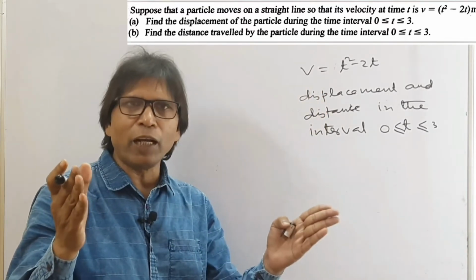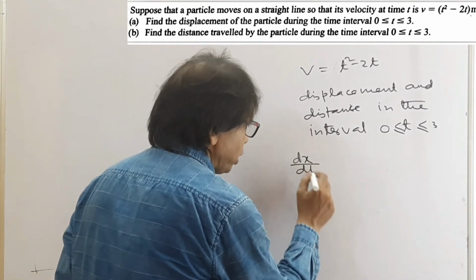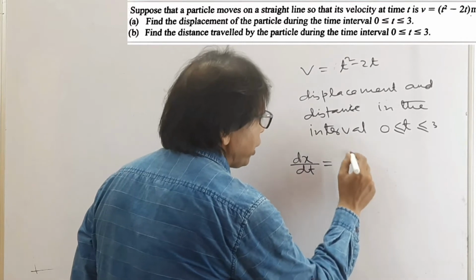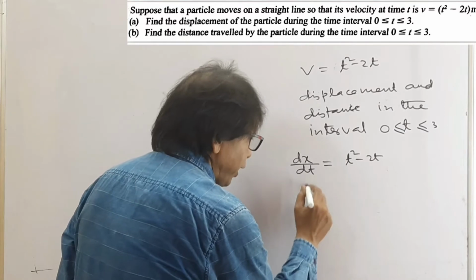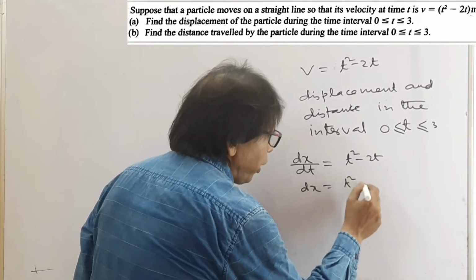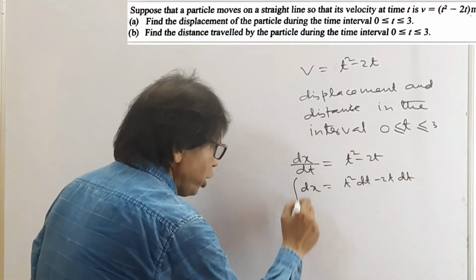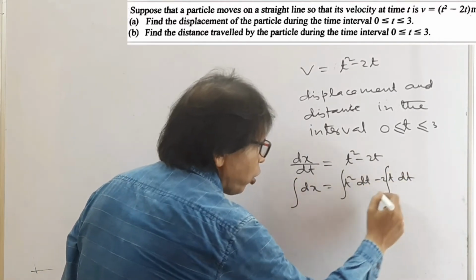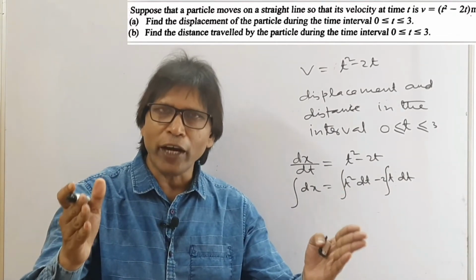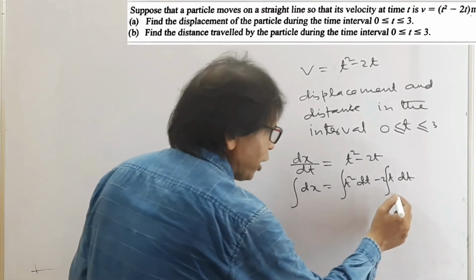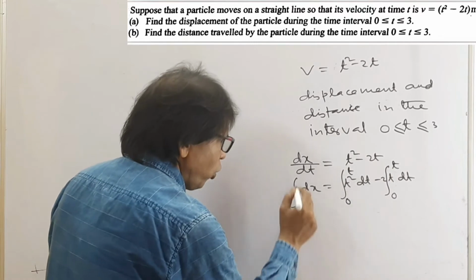In a one-dimensional motion, velocity v = dx/dt. So dx/dt = t² − 2t, which gives dx = t² dt − 2t dt. Now integrating both sides. Suppose the particle starts at t = 0 at the origin, so the limits are 0 to x and 0 to t.